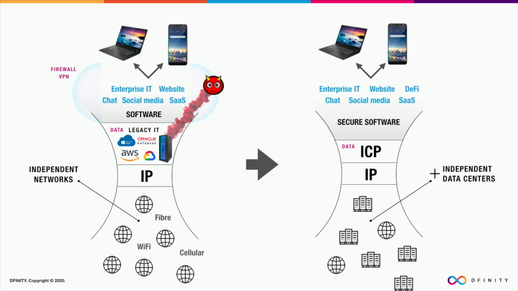With the Internet Computer, instead of running on independent networks, we're actually running on independent data centers from around the world. These data centers are running what's known as the Internet Computer Protocol. This is a cryptographically secure protocol that you're able to build secure software directly on top of. So developers can basically deploy code directly to this virtual public computer.